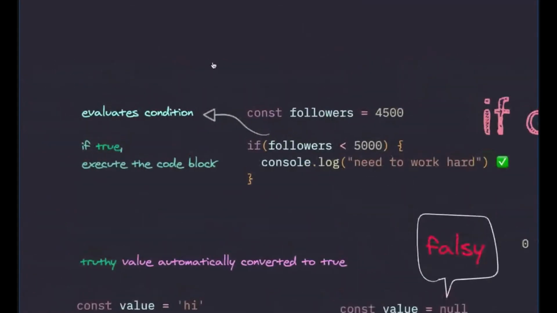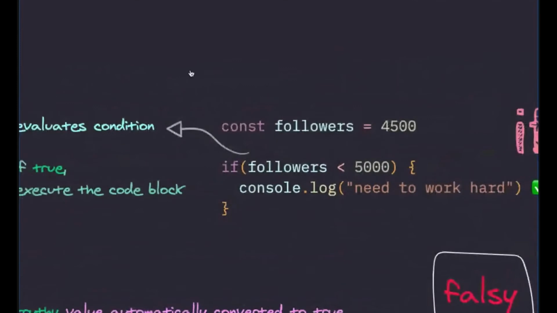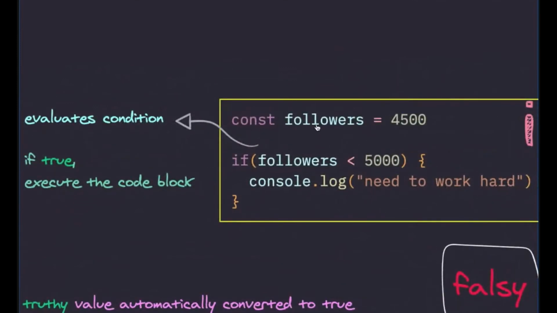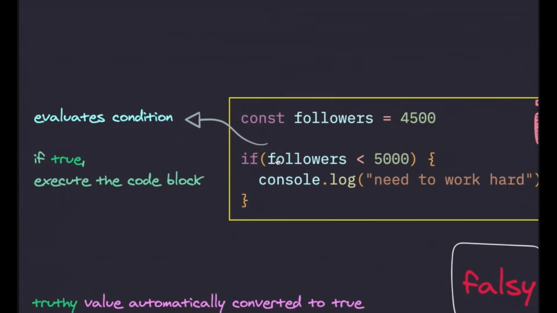Just to start with, here we'll explain a very simple condition. We define a variable followers and store some value, and we are using the if keyword, and inside that we can pass any condition. So less than, greater than, equal to, we can pass any condition. The main intention is that this condition should be evaluated to either true or false. For example, our value for followers is 4500, which is less than 5000. So this condition evaluates to true, then this log will be printed.